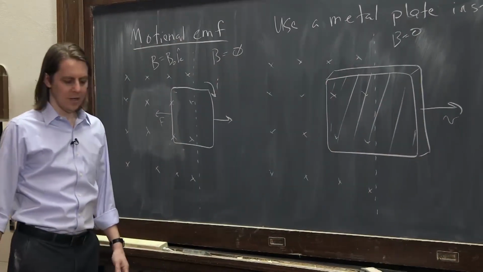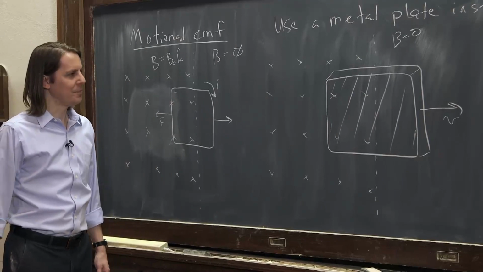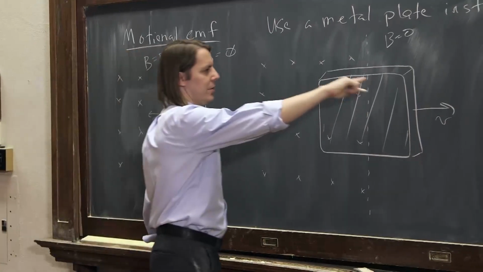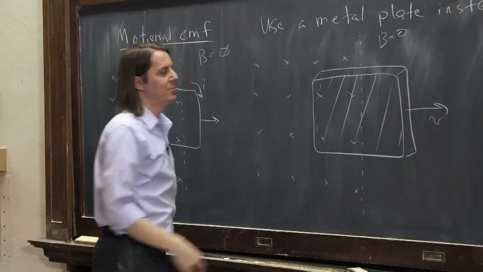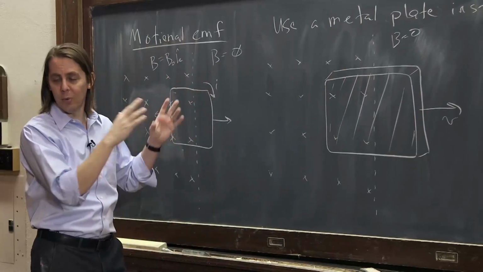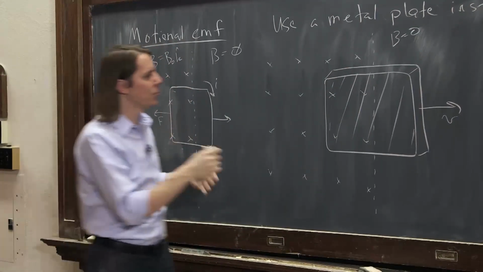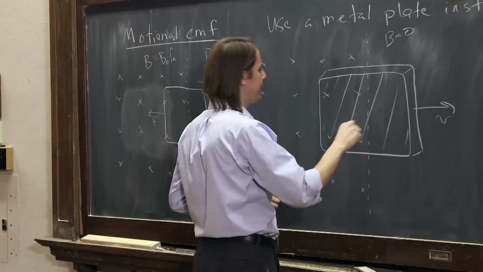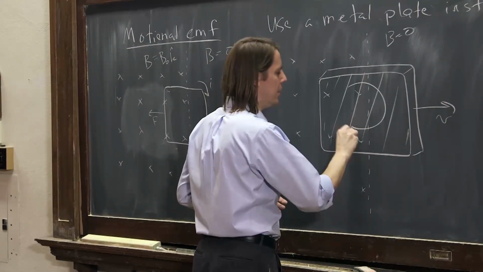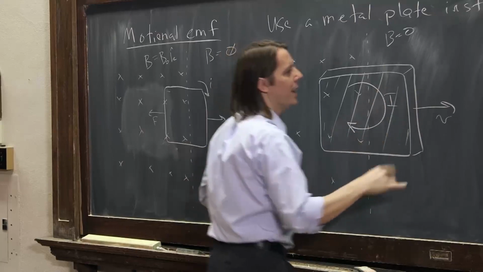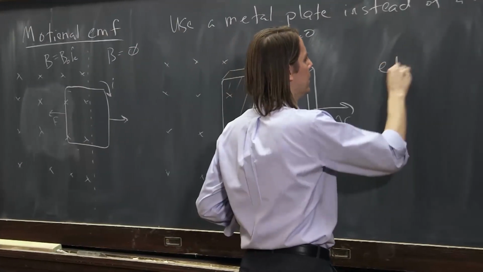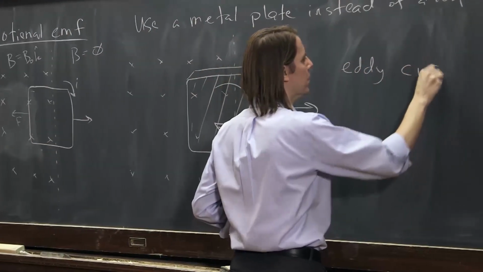Well, basically, the same thing will happen. The current, you can imagine, this big piece of metal is a bunch of little wire loops all stuck together. There's no reason that you wouldn't still get current flow, and it'll flow in the same direction. And that current flow in a solid object is called an eddy current.